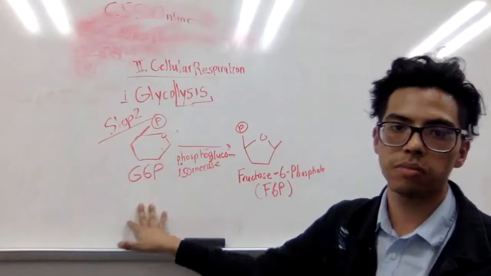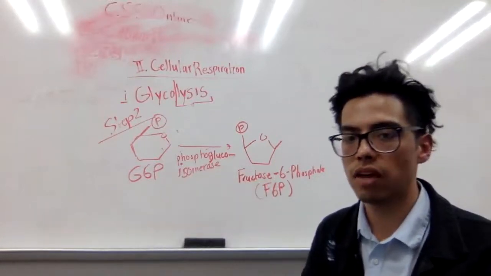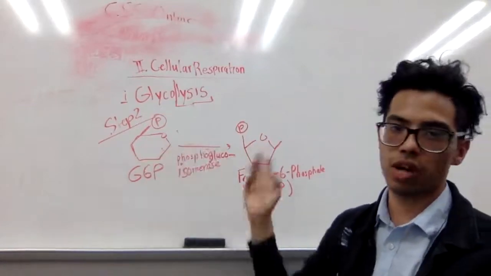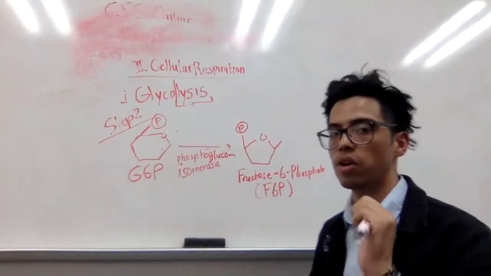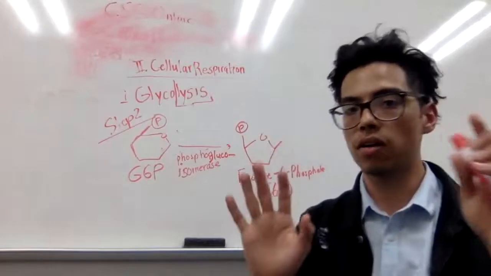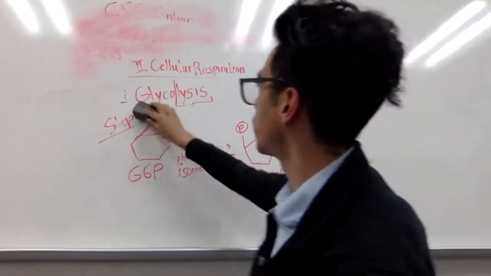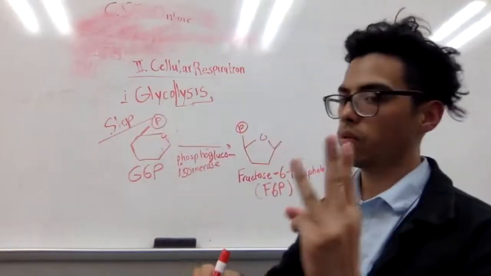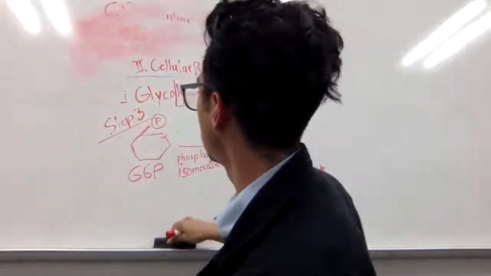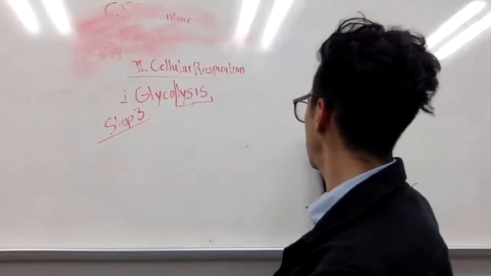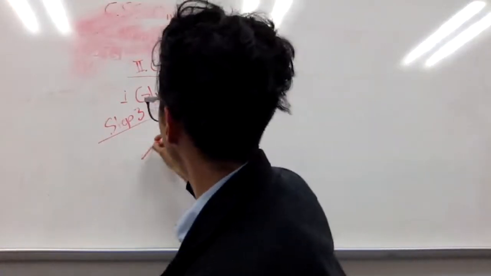You just need to know step 2 is G6P to F6P. There was just a change in ring structure. That's all. Remember, steps 1 and 3 are the ones you have to memorize everything about. For these, just know what's going on. Now let's talk about step 3, which you do need to memorize, and which I was very eager to get to.